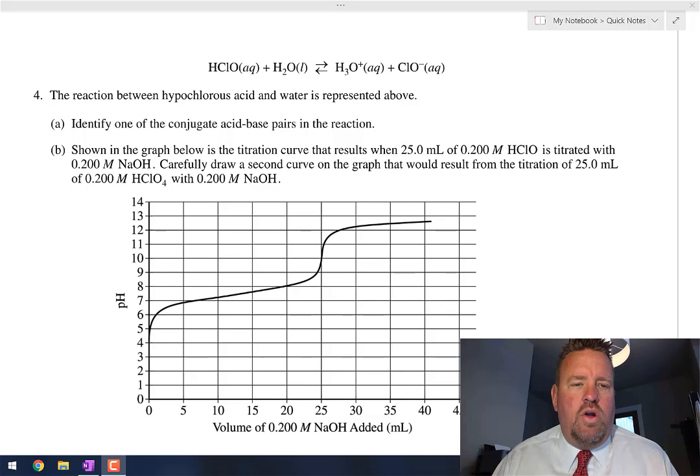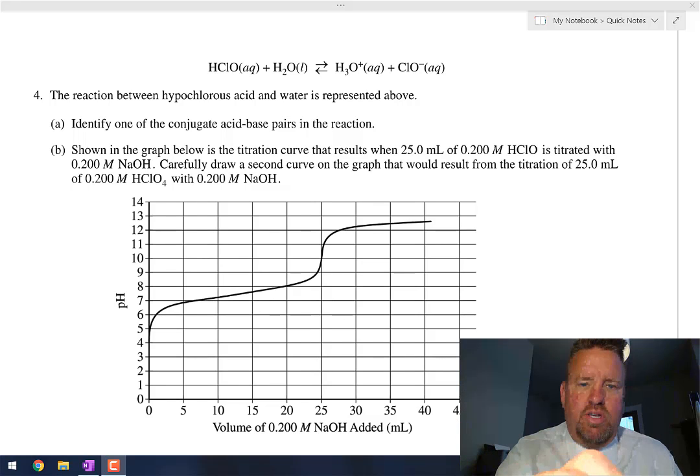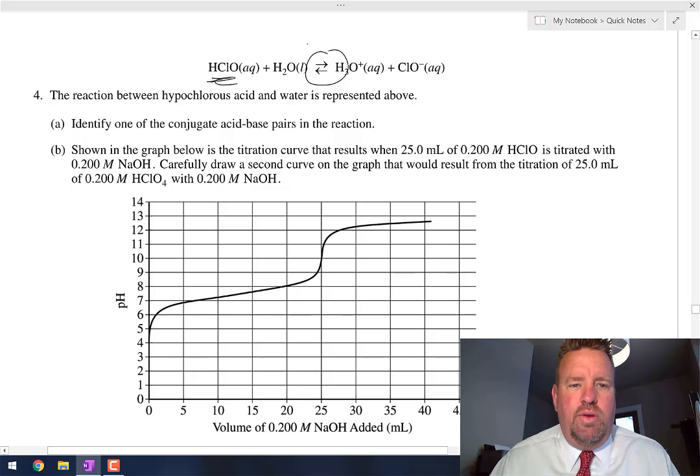All right, question number 4. The reaction between hypochlorous acid and water is shown above. So this is a weak acid that is dissociating. Part of the reason we know that is because it's not one of our 7 strong acids, and we also see that equilibrium sign.